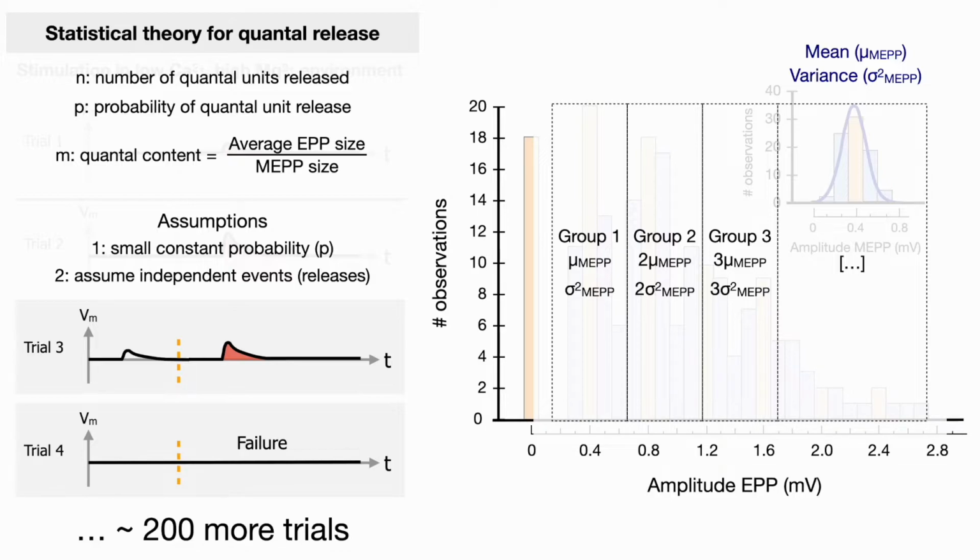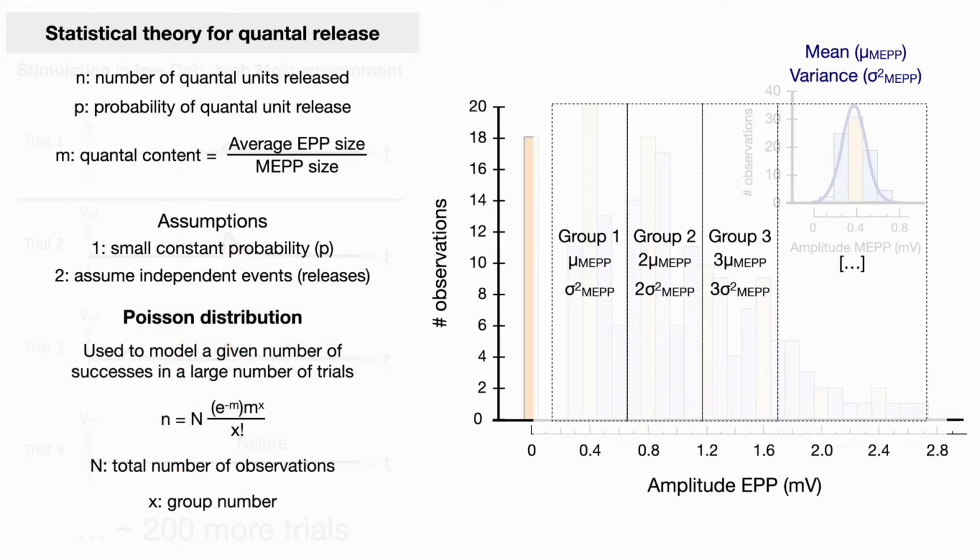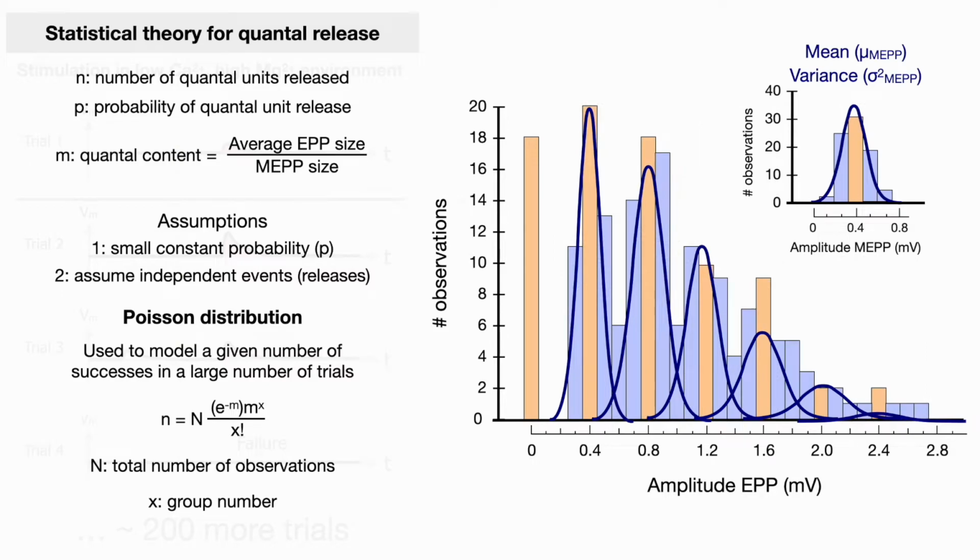For each group, we can model a theoretical curve using the Poisson distribution, which is often used to model the occurrence of successes in a large number of trials. The Poisson distribution is given by this equation, and to find the theoretical distribution, we can multiply it by n, which represents the total number of observations. X is a number associated with the group and m is the quantal content. For each group, we can get a theoretical curve that illustrates the theoretical amount of observations that should be seen.